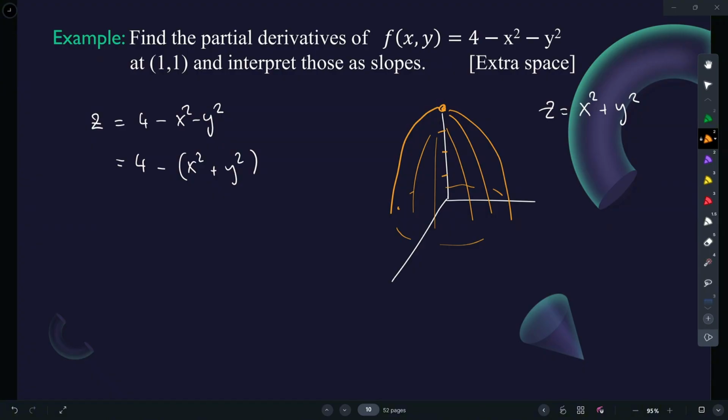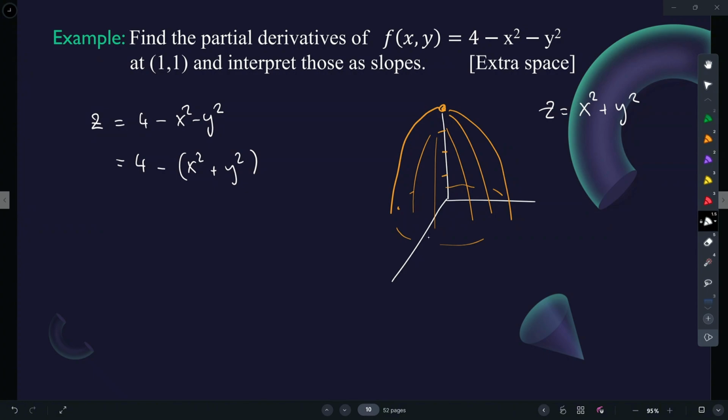Okay? The domain is everywhere. I can evaluate this at any point. So I just cut it off there, but this keeps going infinitely down. Right? When x and y are large, 4 minus those will be some very negative numbers. But the domain is everywhere. And we want to know what's happening at 1, 1.